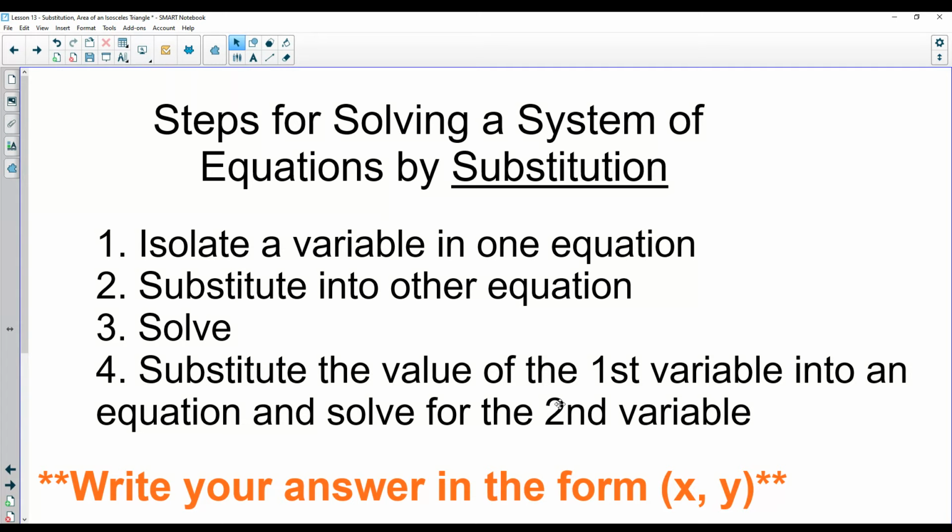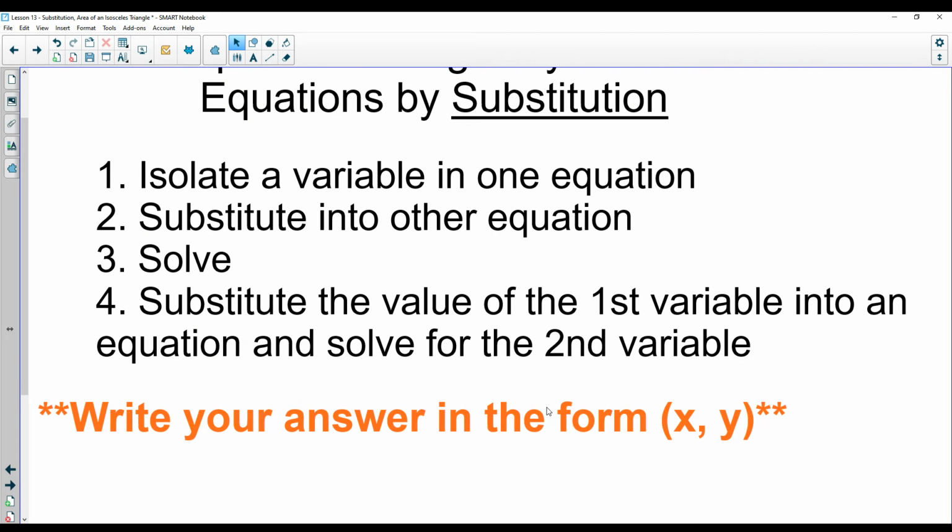Why don't you go ahead and pause your video and write down these steps for solving a system of equations by substitution. Number 1, isolate a variable in one equation. Number 2, substitute that variable into the other equation. Number 3, solve. Number 4, substitute the value of the first variable into an equation and solve for the second variable. And note that we need to write your answer in the form of a coordinate pair, so (x, y) in parentheses.